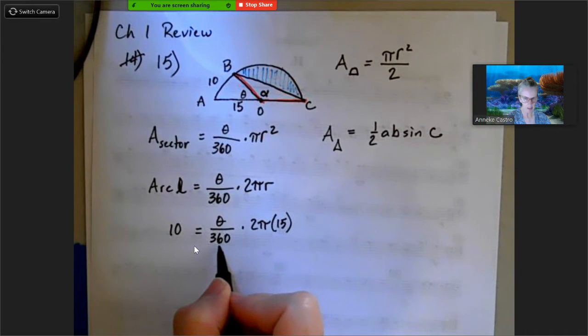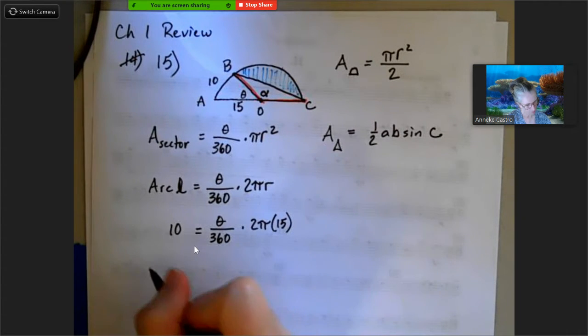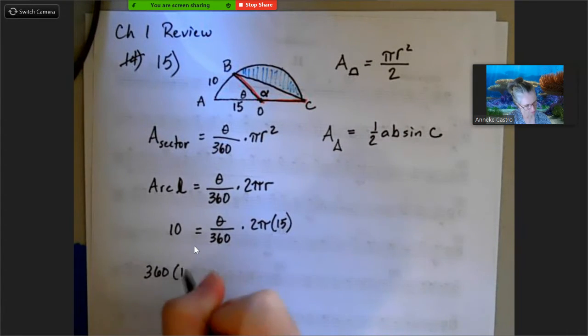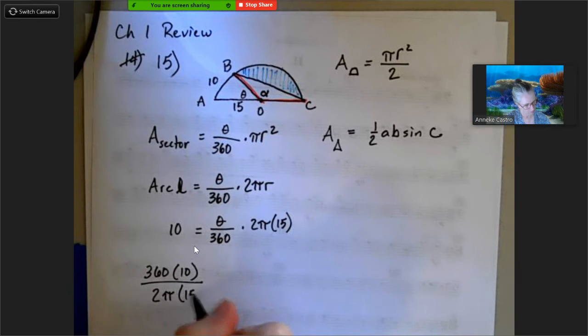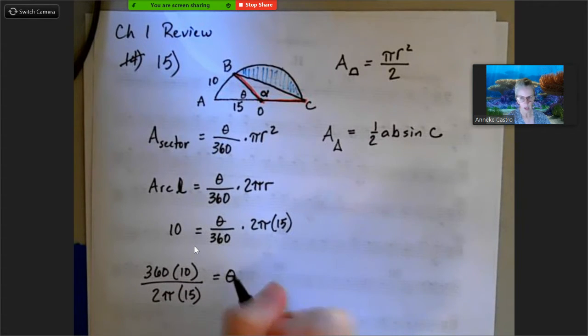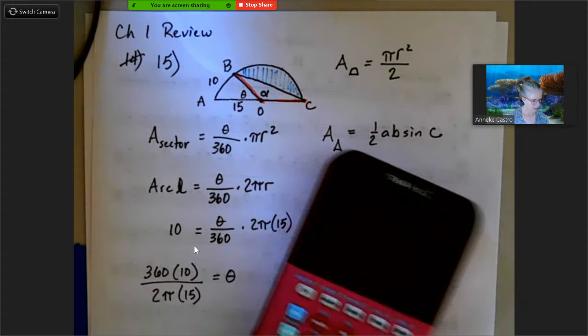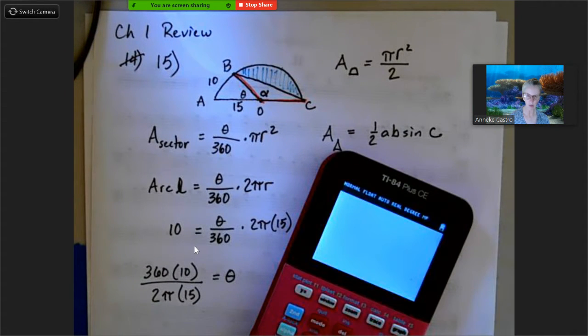Okay, so just using a little algebra, I'm going to rearrange this. I'm going to have 360 times 10, that's moving over here, and then I'm going to divide by 2 pi 15. That gives me theta. Again, we're supposed to be using our technology here, and I think I figured out how we can see my screen.